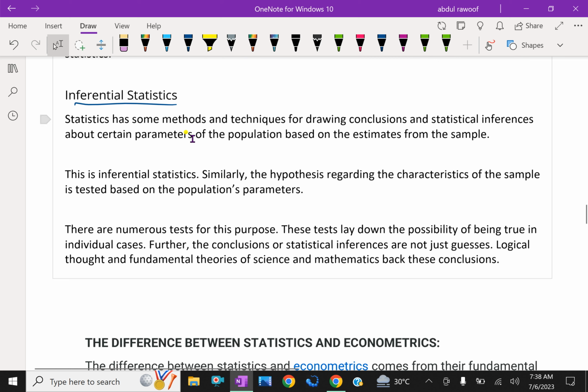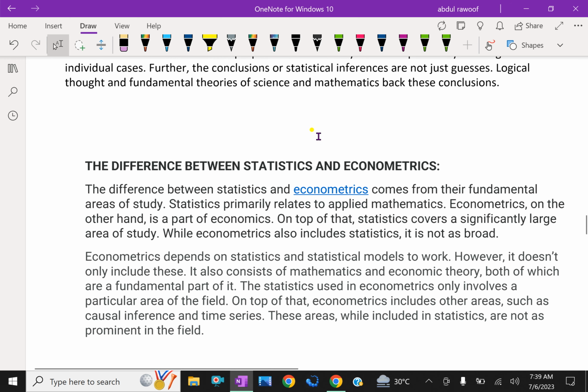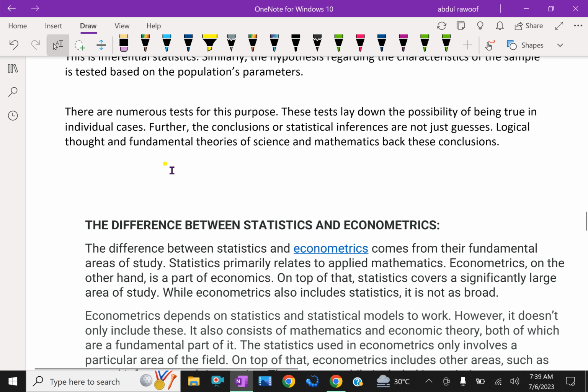Inferential statistics. Statistics has some methods and techniques for drawing conclusions and making statistical inferences about certain parameters of the population based on the estimates from the sample. This is inferential statistics. Similarly, hypotheses regarding the characteristics of the sample are tested based on the population's parameters. There are numerous tests for this purpose. These tests lay down the probability of being true in individual cases.